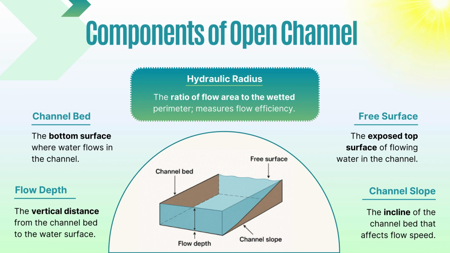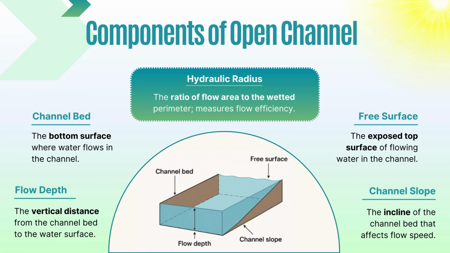Next is the flow depth. This refers to the vertical distance from the channel bed to the water surface. Flow depth influences both the velocity and volume of water, which is essential for designing structures like weirs and culverts. Then we have the free surface. This is the top of the water in an open channel, directly exposed to the atmosphere.